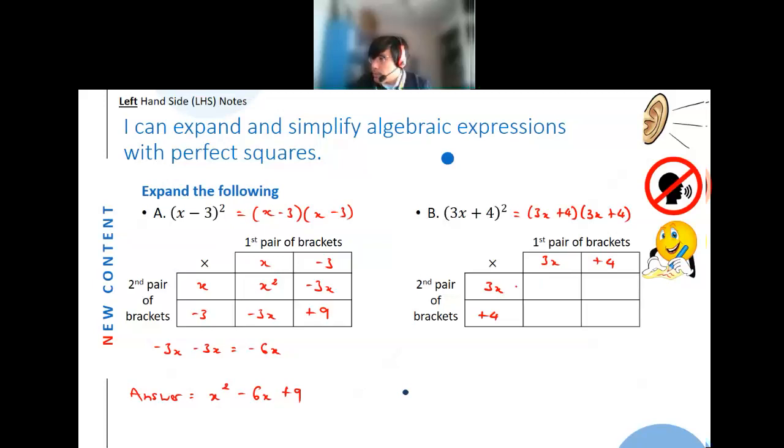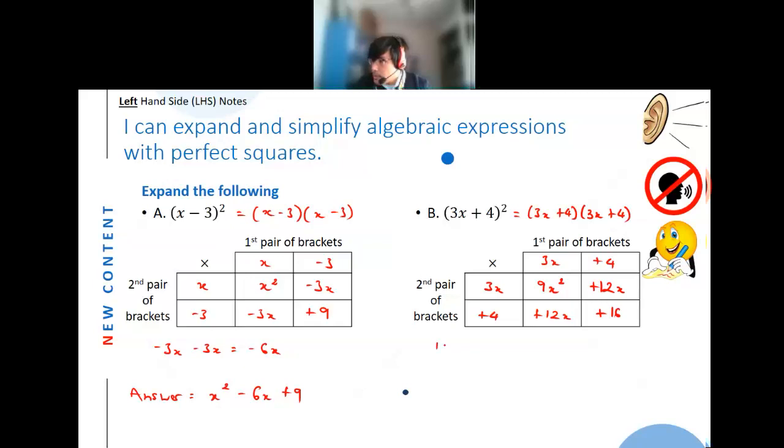So here we multiply 3x and 3x. Numbers with numbers, 3 times 3 is 9. Letters with letters, x times x is x squared. Then we got 3x times plus 4. That's a positive and a positive, so we have positive. 3 times 4 is 12, so we got plus 12x. And this is going to be the same, plus 12x here. Plus 4 times plus 4, that's going to give us plus 16.